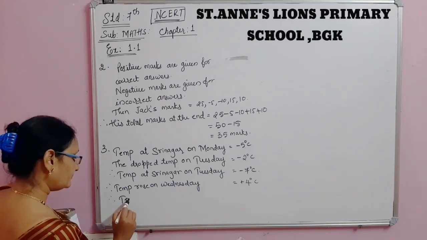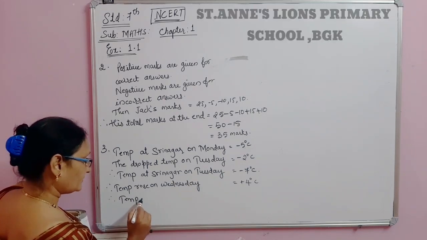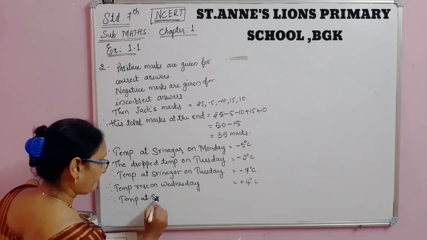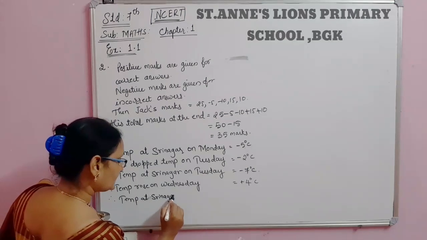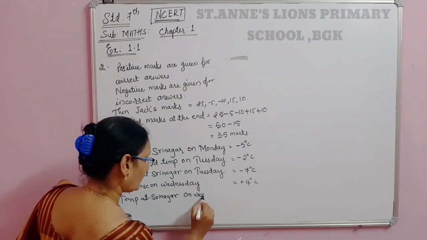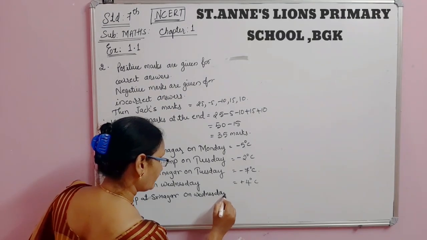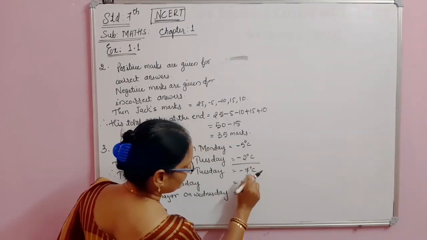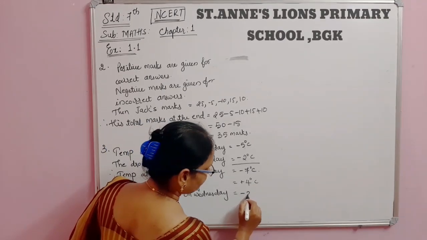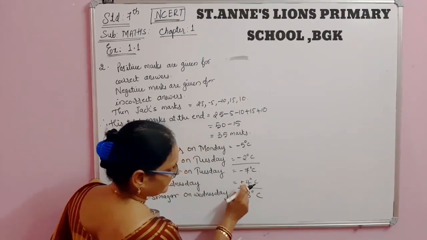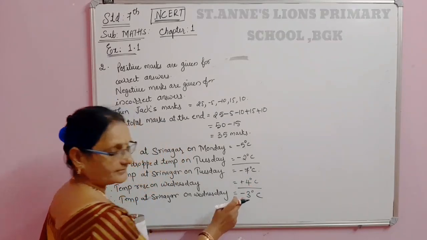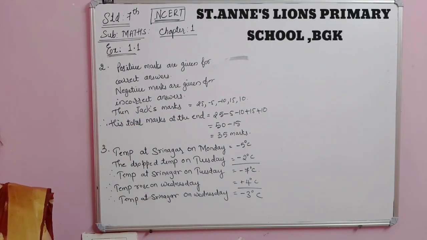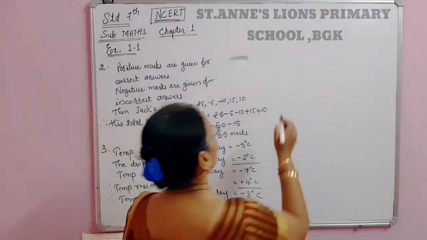Therefore, the temperature at Srinagar on Wednesday is equal to, now these two make 7. Now this is one plus and one minus, so this is minus 3 degrees Celsius. With one plus and one minus number, we have to subtract, and the bigger number's sign will come here. Minus 3 degrees Celsius. This is the method of solving these problems. Okay.